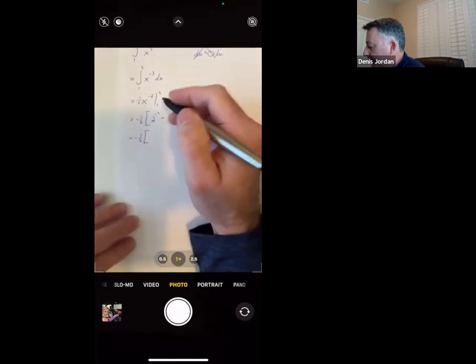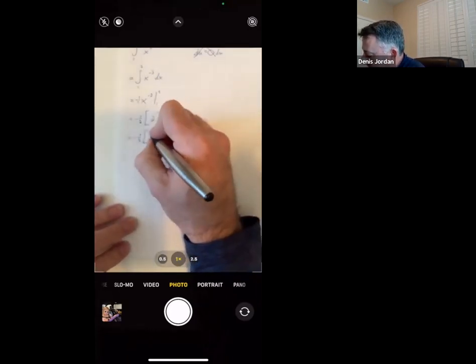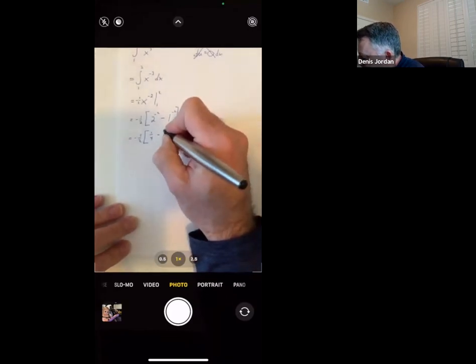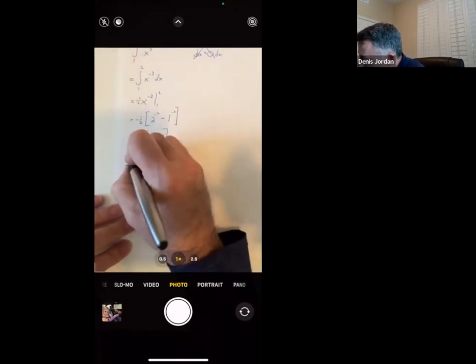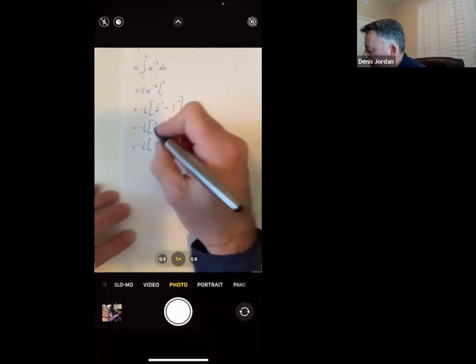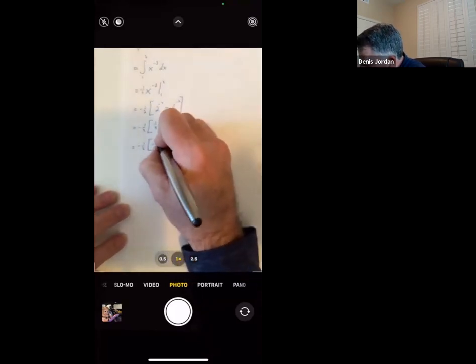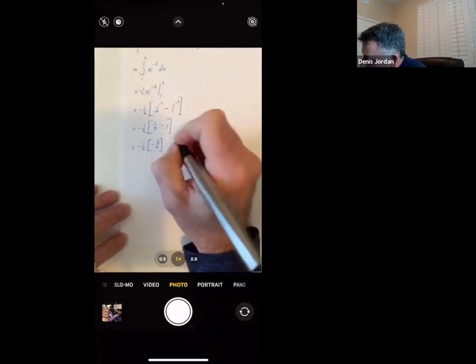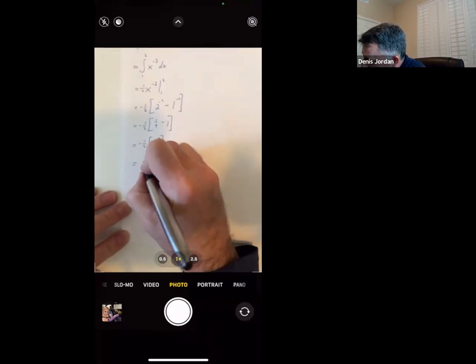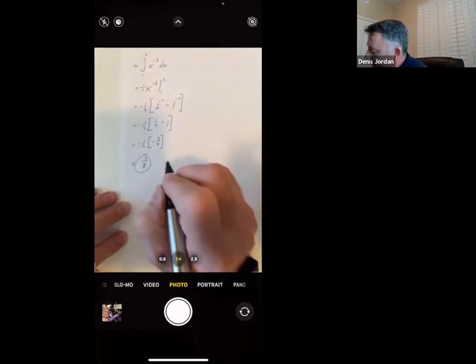And then just start to evaluate it. So 2 to the -2 is just a fourth. 1 to the -2 is 1. And then a fourth minus 1, -3/4. Finally give you 3/8.